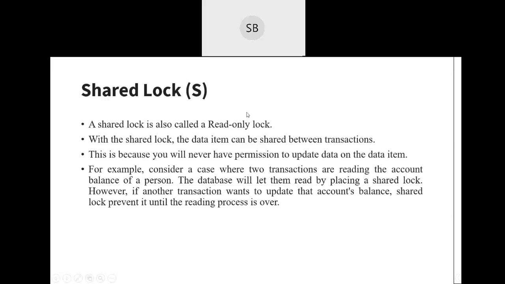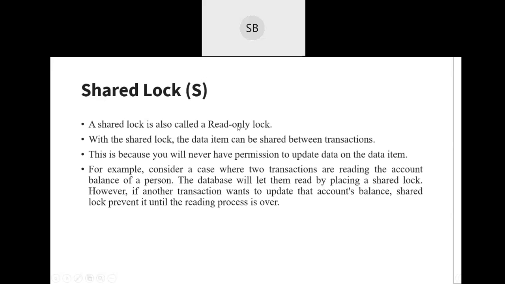Okay, since it is shared. So shared lock basically means read only lock. When we give the read only lock, any transaction can read it. So you can see with the shared lock, the data item can be shared between transactions. When we apply the shared lock, the transactions are able to read. So it can be shared.